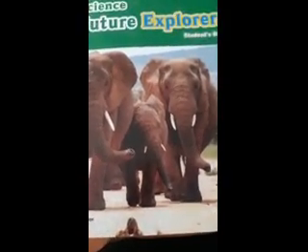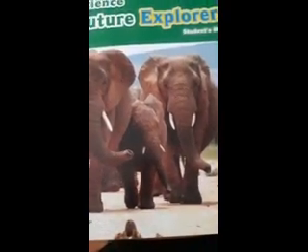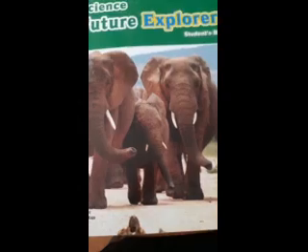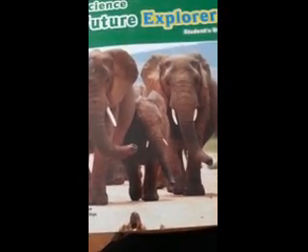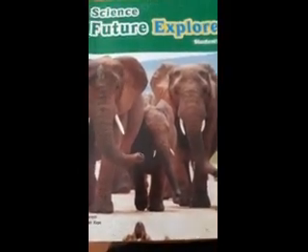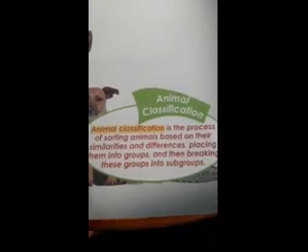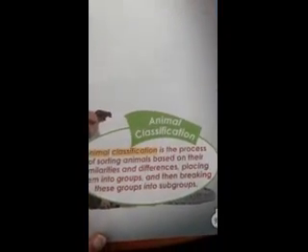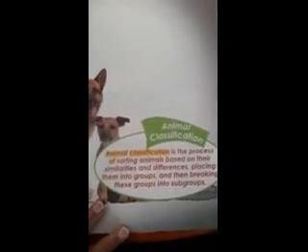Today we will start the third chapter, animal classification, which is on page number 37. Open your book, page number 37. On page number 39 you can see the definition of animal classification.